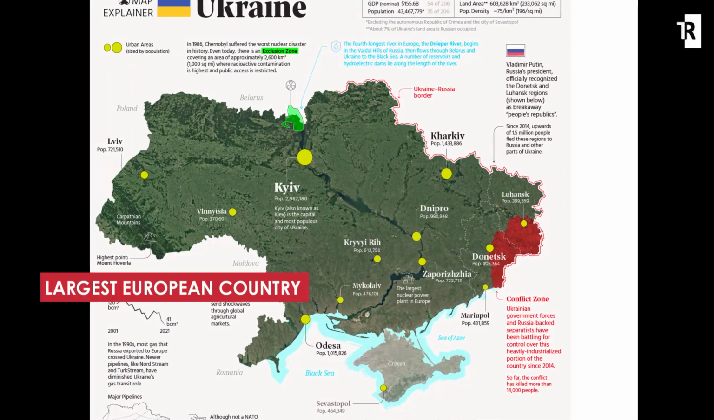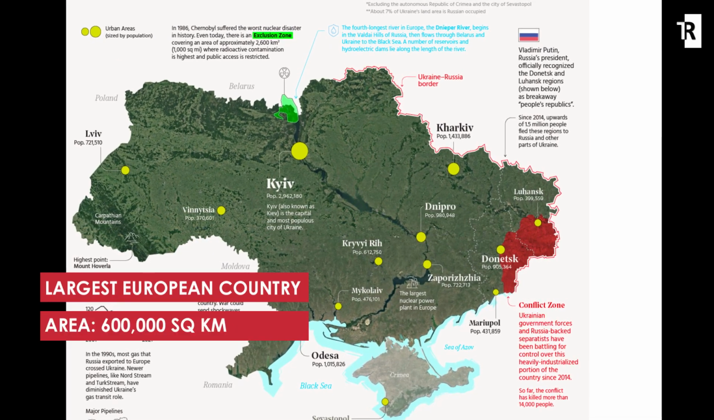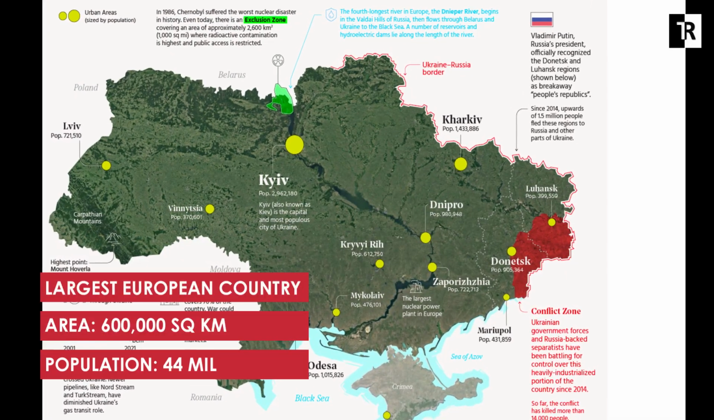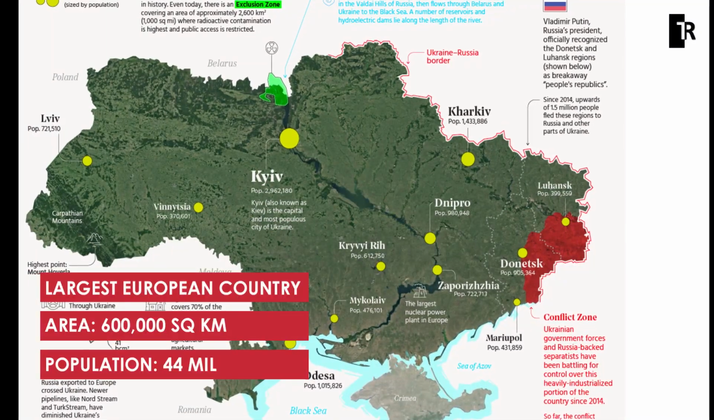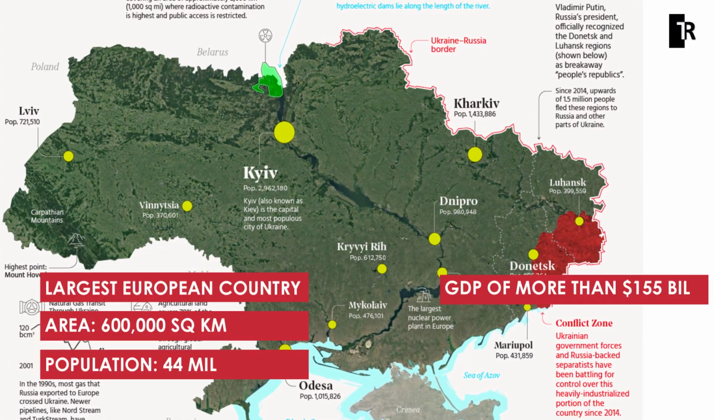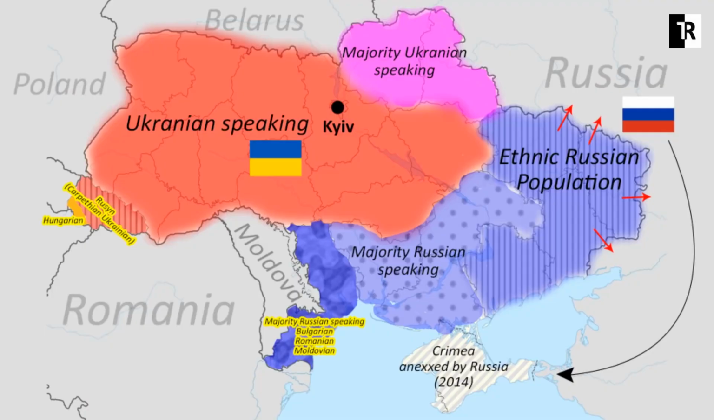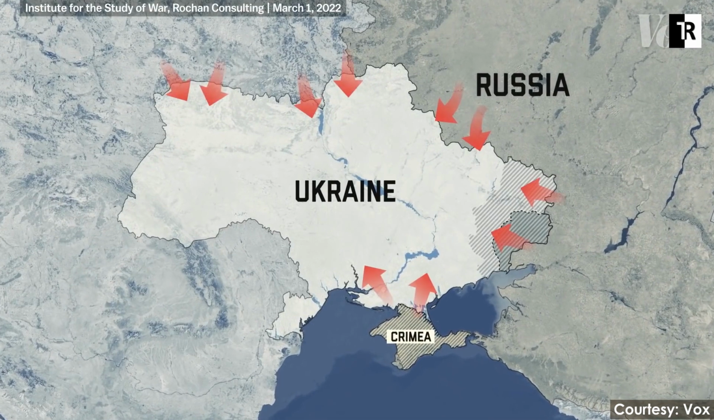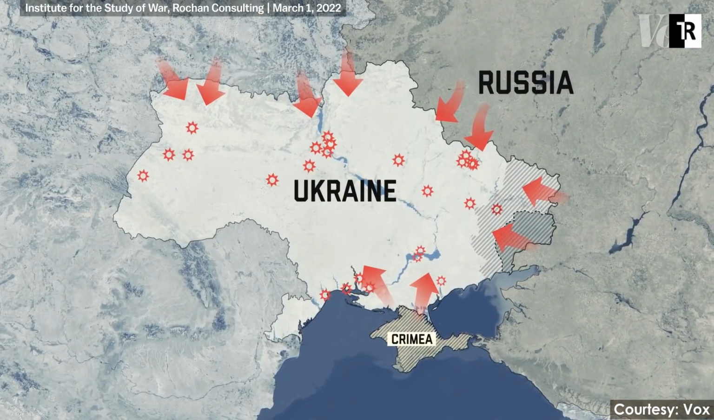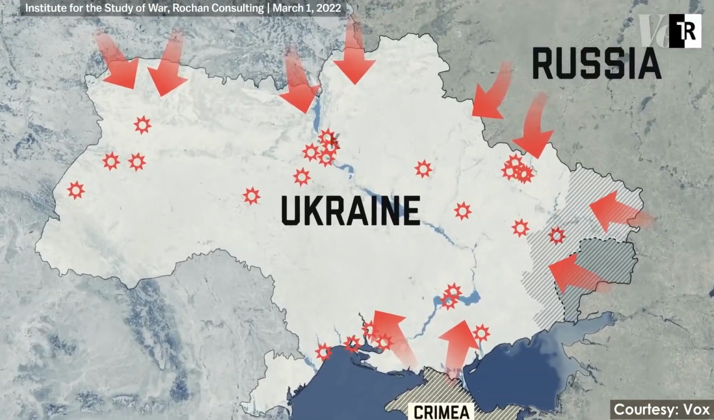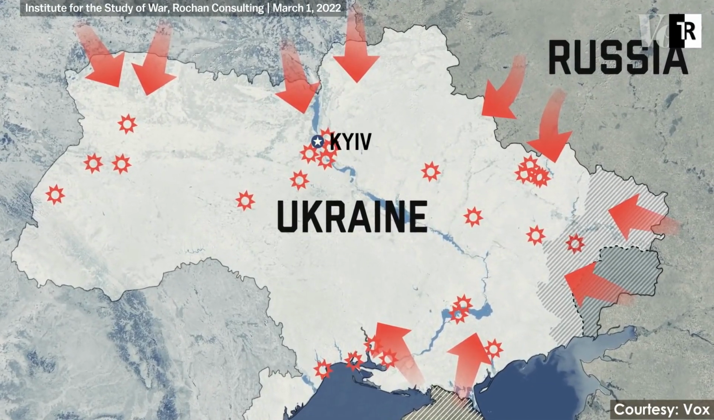Ukraine is the largest European country with an area of more than 600,000 square kilometers. It has a population of 44 million, a GDP of more than $155 billion, and per capita income of more than $3,700. People of Ukraine have mixed sentiments. The western side of Ukraine has more sentiment towards Europe, while the east is closer to Russia in terms of geography and sentiments. On 24 February 2022, Russia invaded Ukraine, in continuation of the Russia-Ukrainian war, which began in 2014.